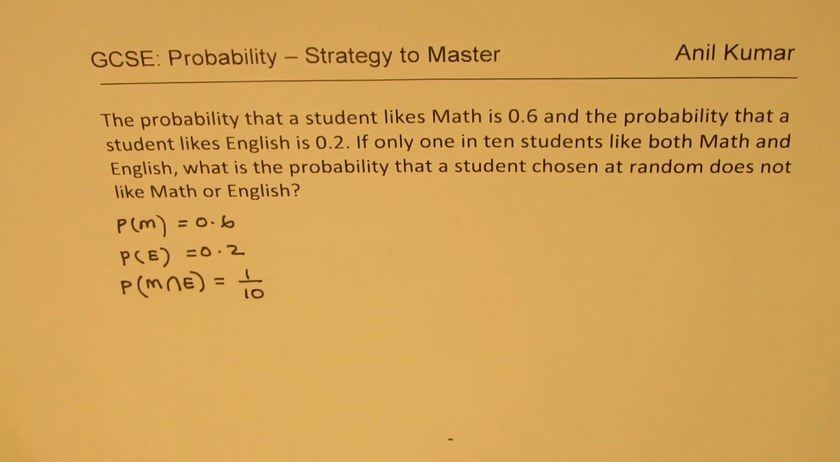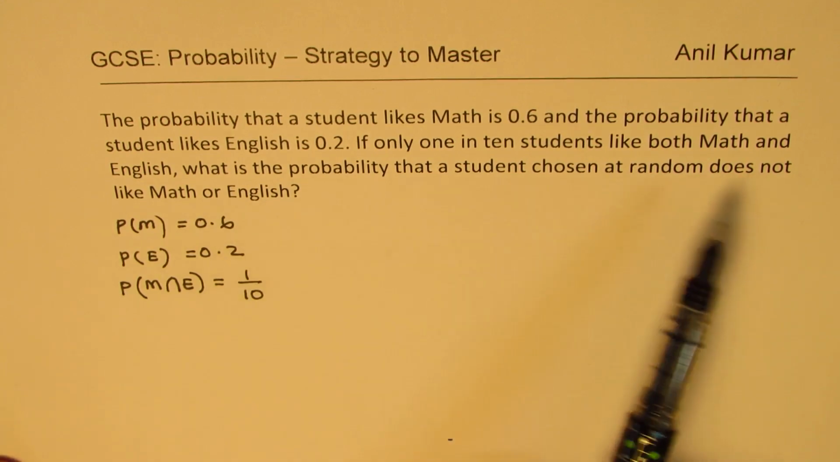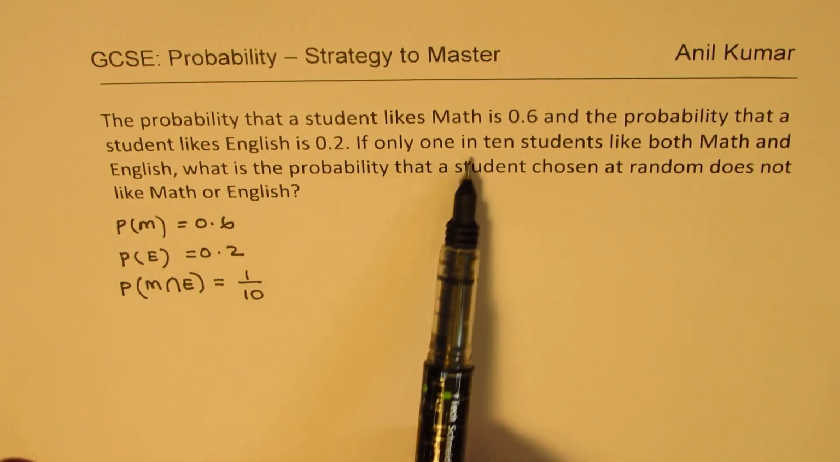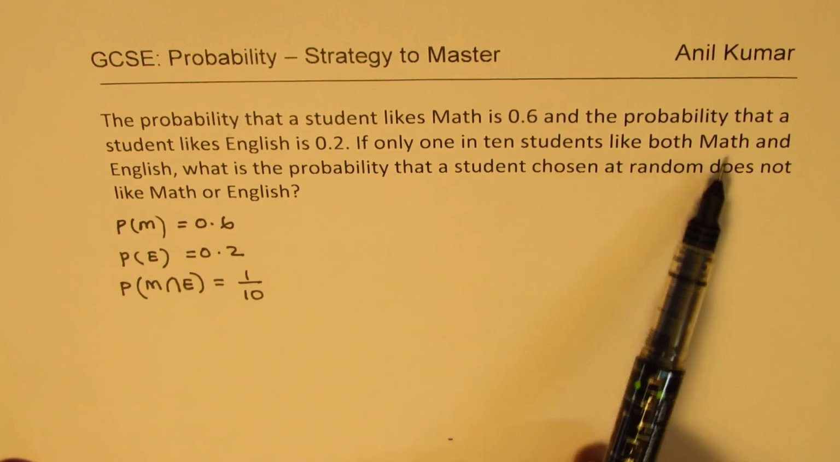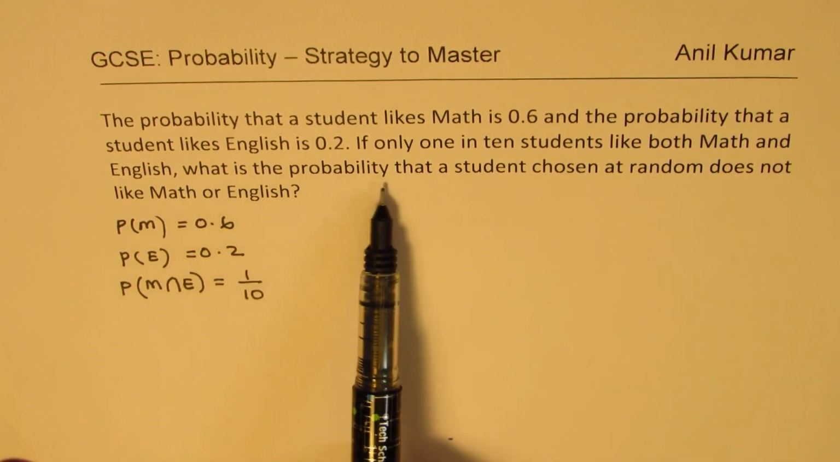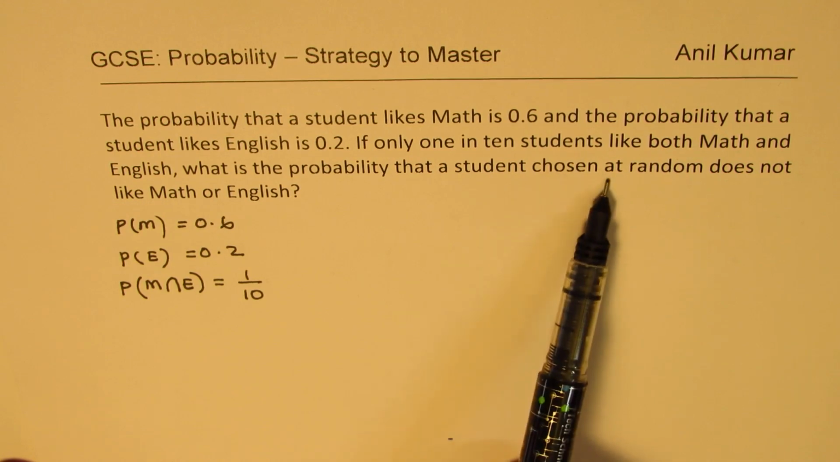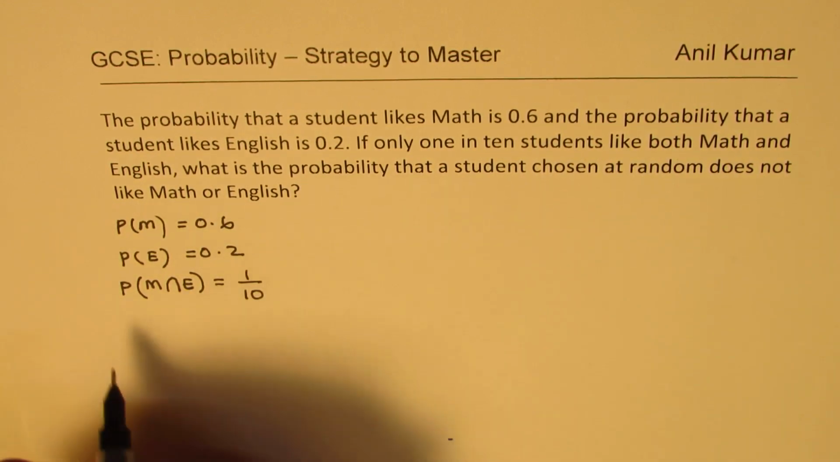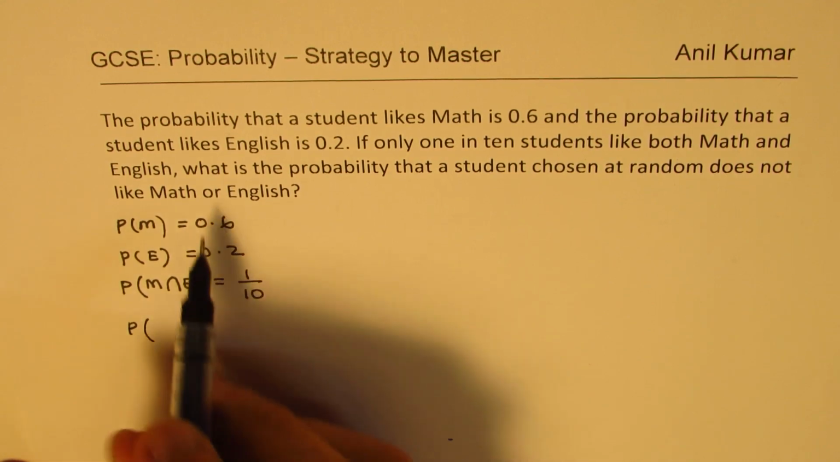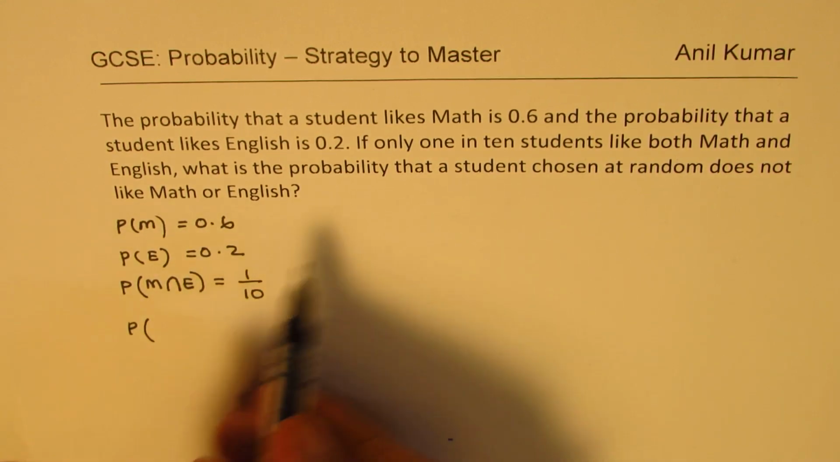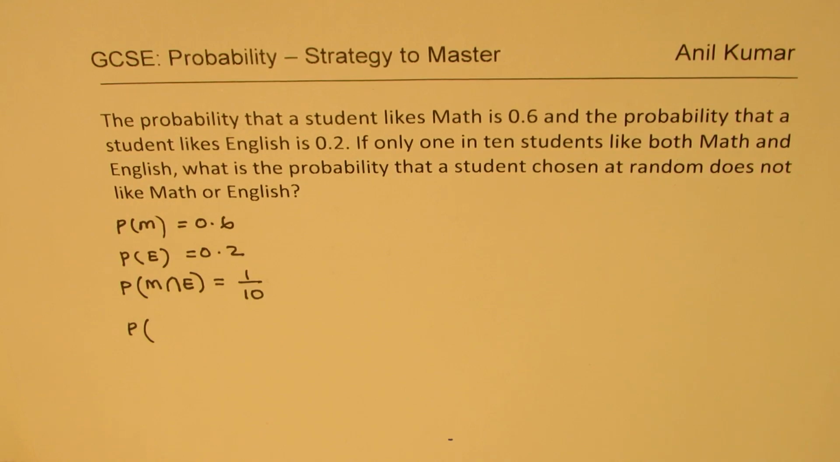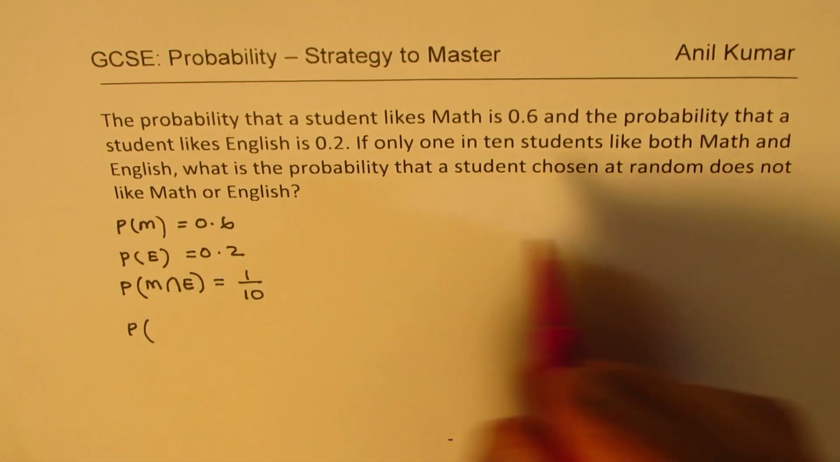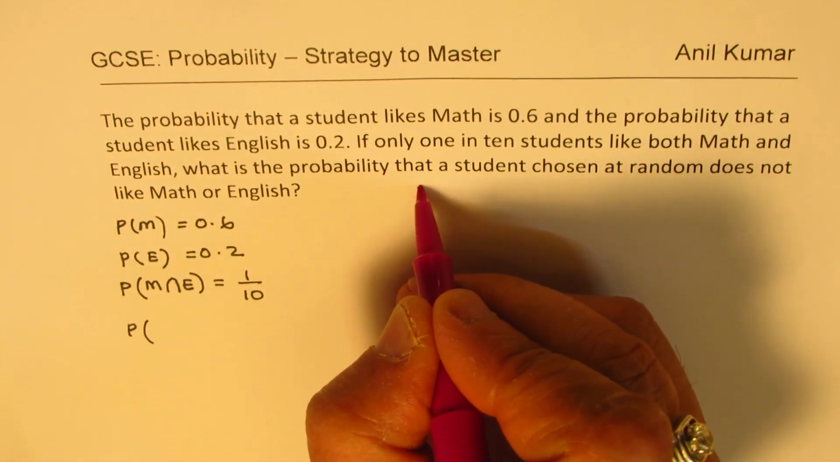So you could write probability also as a fraction and also as a percent or decimal, as we have seen, right? It says if only 1 in 10 students like both math and English, what is the probability that a student chosen at random does not like math or English? So what do we need to find? Does not like math, so it is does not. That is where the complement comes. Do you understand?